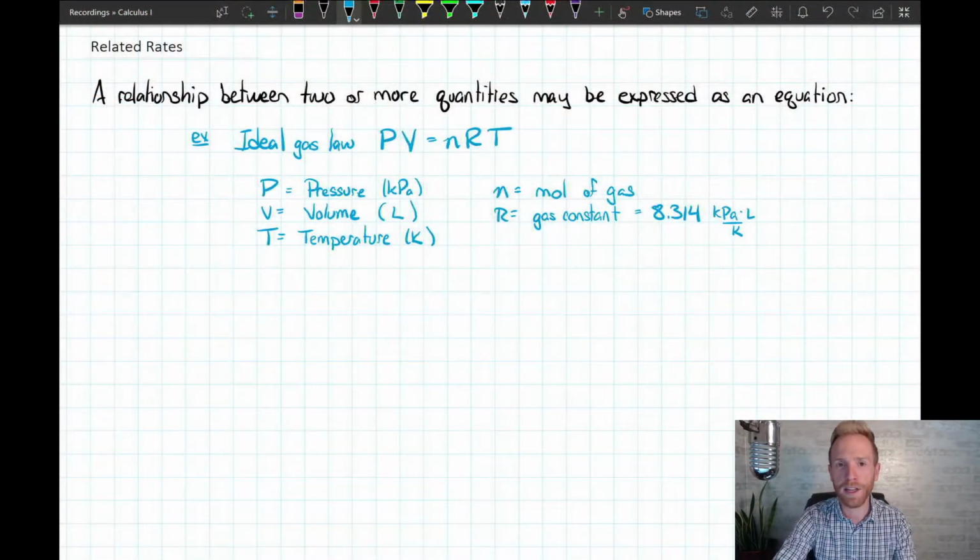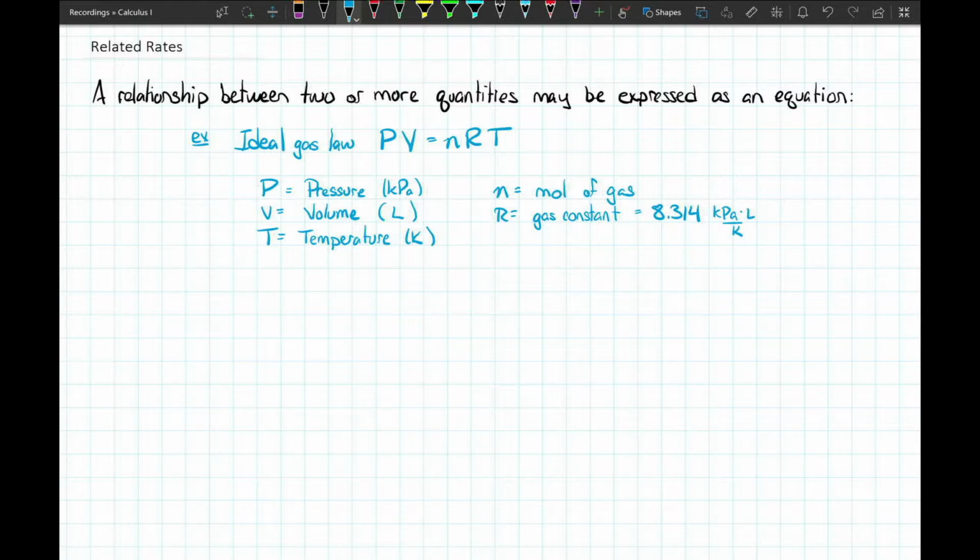Here I've got an example from chemistry, and we're going to be looking at three main variables that are related: pressure, temperature, and volume. The pressure times volume of a gas is equal to nR times the temperature, where n is the number of moles of that gas, which is a quantity, and R is a constant.